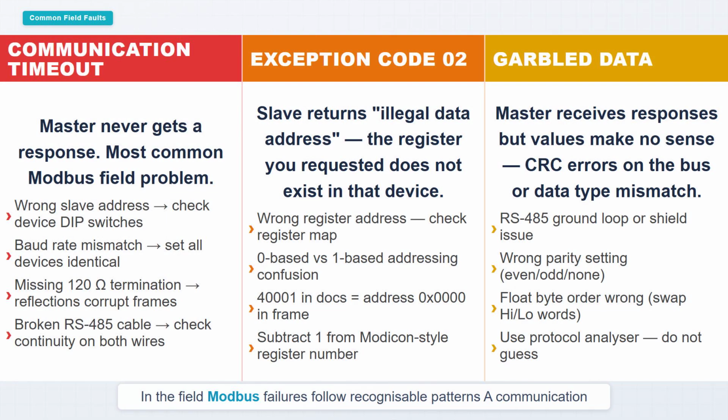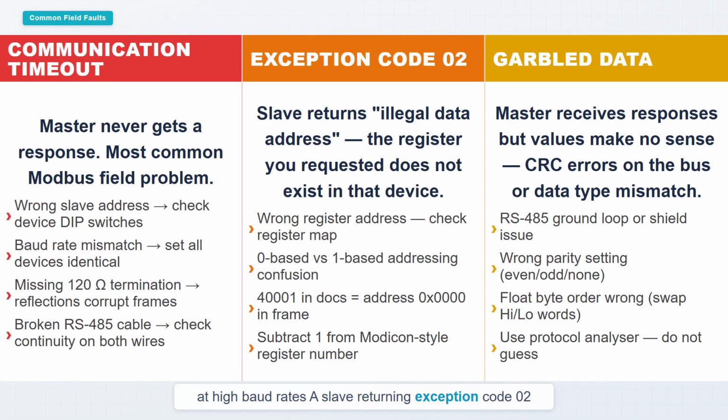In the field, Modbus failures follow recognizable patterns. A communication timeout usually means the slave address is wrong, the baud rate or parity settings do not match, or the cable termination resistor is missing or in the wrong place. An RS-485 bus with missing termination develops reflections that corrupt data at high baud rates.